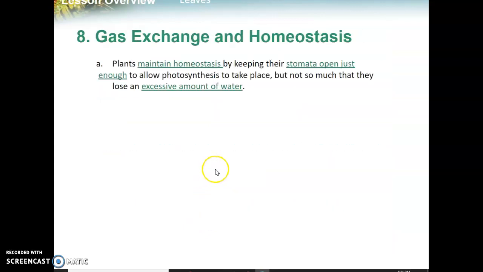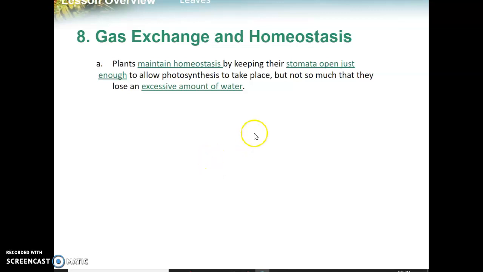Now, let's talk about gas exchange and homeostasis. Homeostasis is a fancy term for saying that everything in the plant has to stay stable in order for it to stay alive. Think about homeostasis of your body. Your body temperature has to stay right around 98.6. Can't go too high, can't go too low. You get sick if it does, and if it goes too out of control, you could actually die. So you have to maintain some homeostasis. The amount of water in your body has to stay about the same. The amount of water in plants' bodies has to stay about the same.